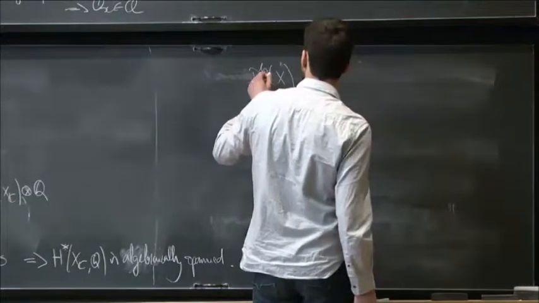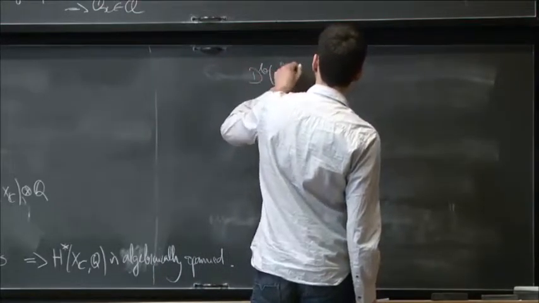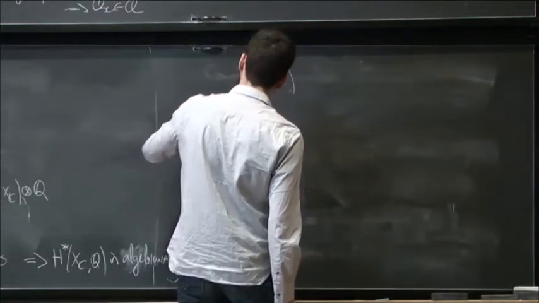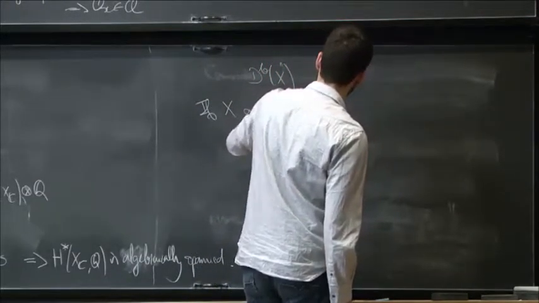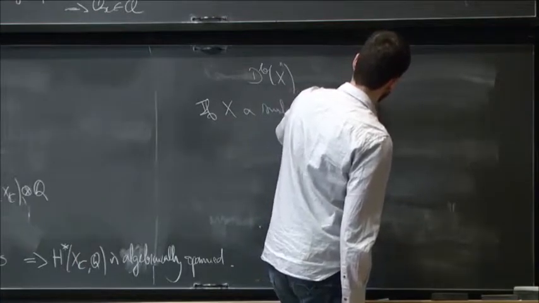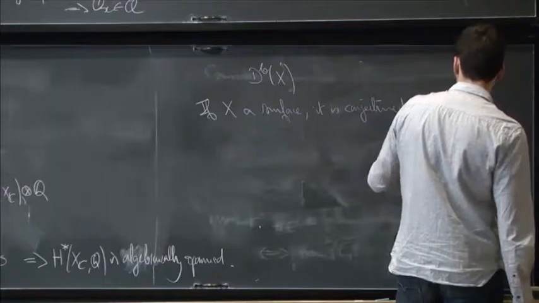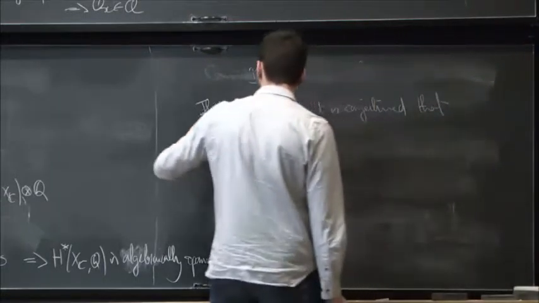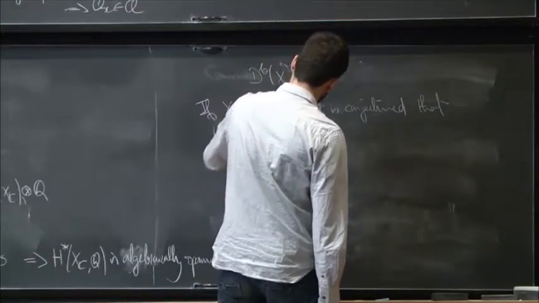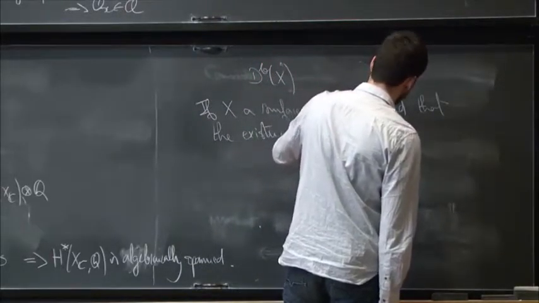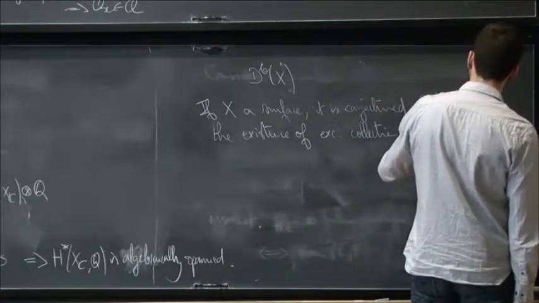And so for example, maybe I should say that if X is a surface, so a smooth projective surface, then it is conjectured that the existence of an exceptional collection implies that X is rational.